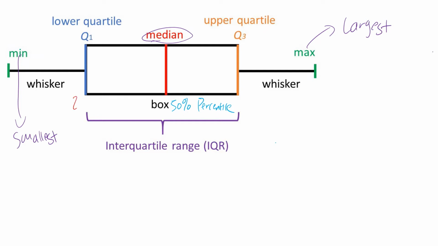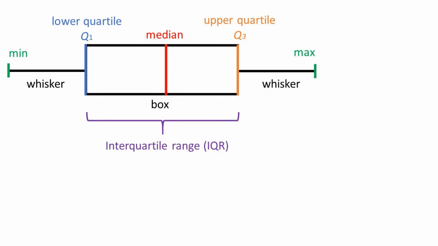It is known as the 25th percentile. The upper quartile is the median of the second half of the set. It is known as the 75th percentile. To get the interquartile range, or IQR, we will be subtracting the lower quartile from the upper quartile.